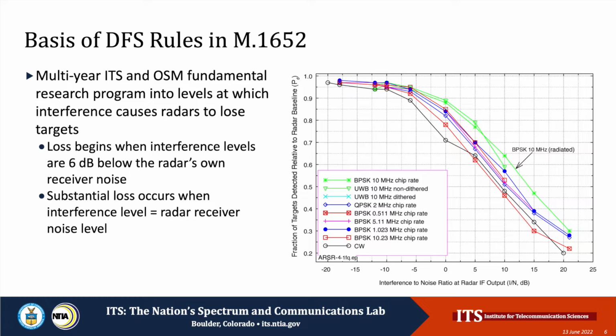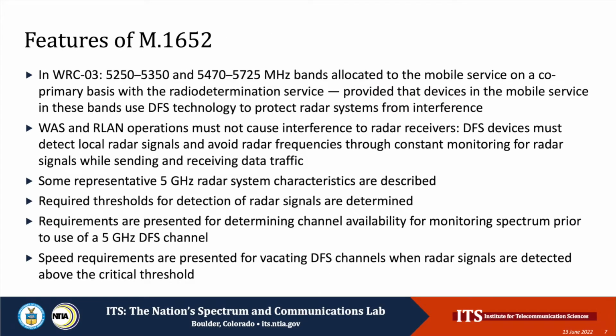The summary of all of that work is that radar targets tend to begin to be lost when interference levels from non-radar signals in radar receivers are 6 decibels below the noise level of the radar receivers in question. Substantial losses occur when RF interference equals radar receiver noise levels. This work was documented in separate ITU-R recommendations and also in NTIA Technical Report TR-06-440.